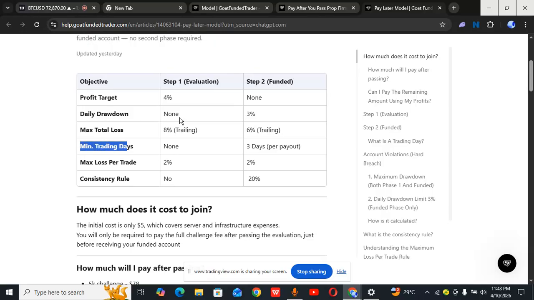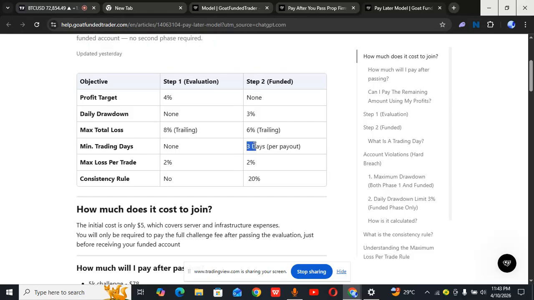Now, minimum trading days on the step one evaluation, you don't have any minimum trading days. So this simply means that you can take a very good setup and pass this particular account in one trade in one day, and you're going to be good to go. Meanwhile, in the funded stage, you need at least three minimum trading days in order for you to be eligible for payout. Now, how do you calculate your minimum trading days?